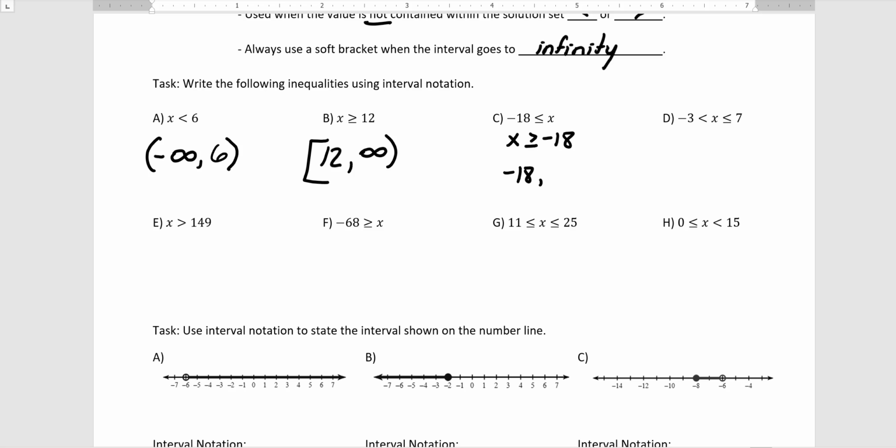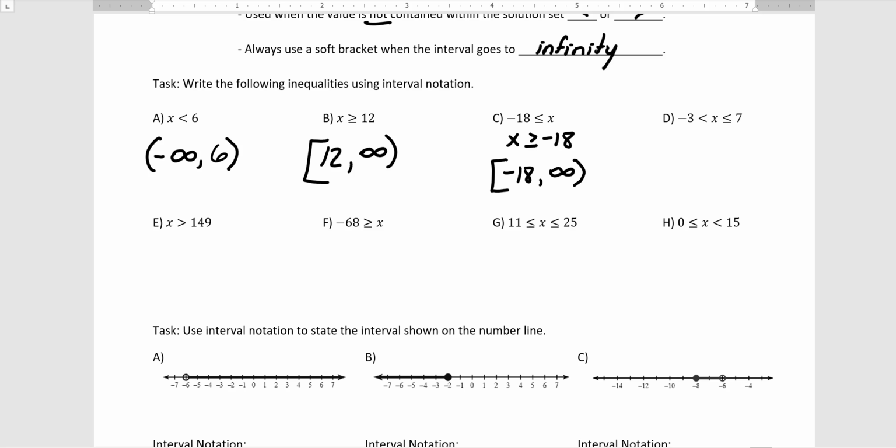All right. What's the largest value then? Well, if x can be any number larger than negative 18, the largest value it could be would be that infinity, right? It could go on forever. So if x is greater than or equal to negative 18, we're going to use a hard bracket for negative 18 because it's allowed to equal negative 18, and then infinity always receives a soft bracket.